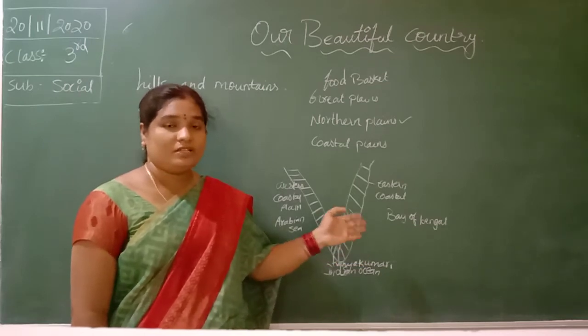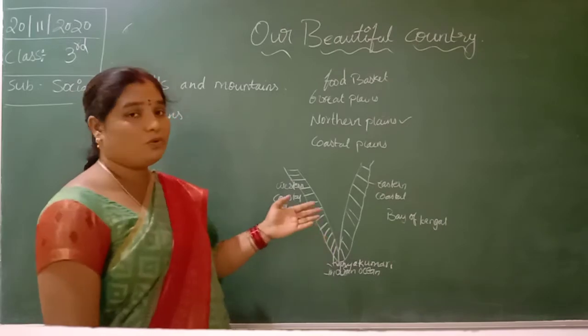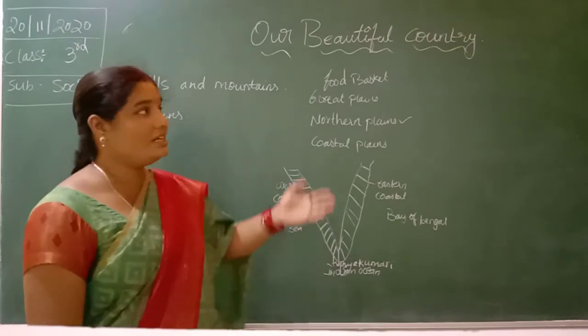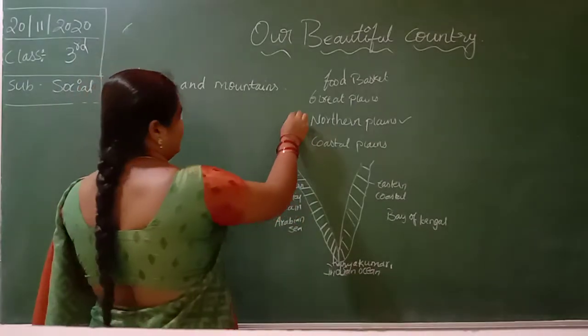Understand, children? So this is about the coastal plains. There are two plains in our country. One is the northern plain and the other is the coastal plains.